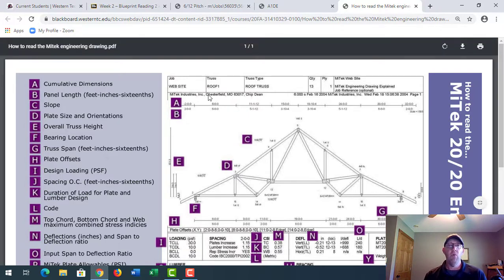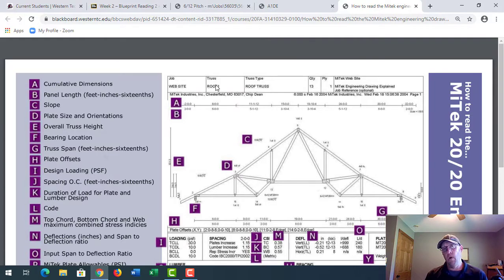Every truss is going to have specific information. You're going to have your job here, which could be listed by a number or something like that. You're going to have the truss, for example truss A1 or A2 or A3, depending on where you get them from. This will vary, but it's typically letters in front with a number. Then the truss type, which tells you what type of truss it is, how many of the trusses, and then the ply.